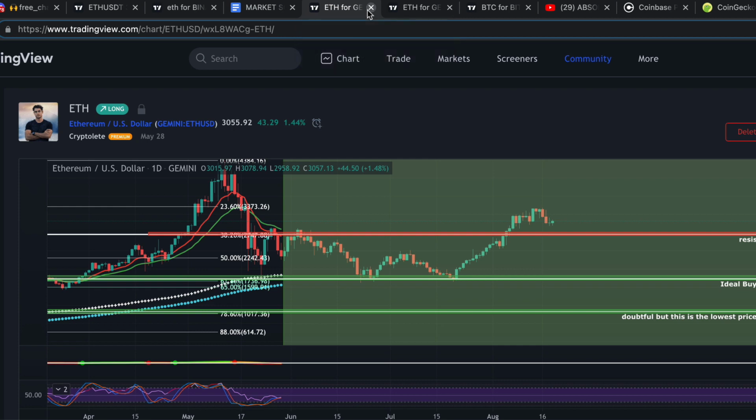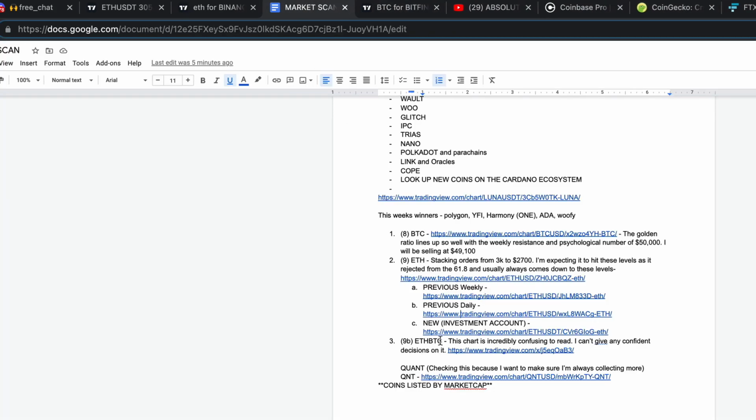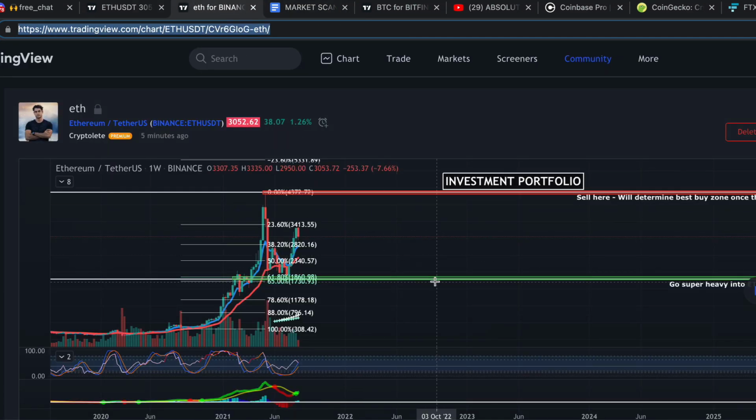And for my investment account, that's what we just went over, and I already bought here. So if it ever comes back down here, I'll buy again. And if it comes back up here, I'll sell, and I'll try to rebuy sometime down here.